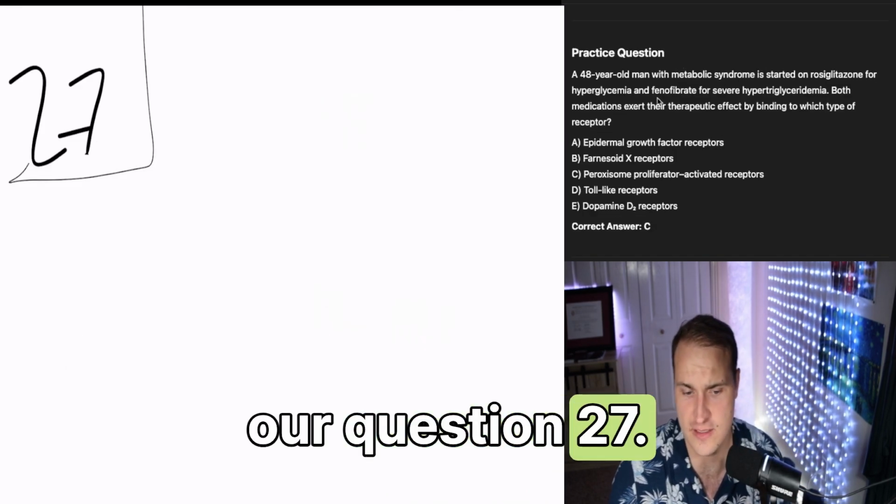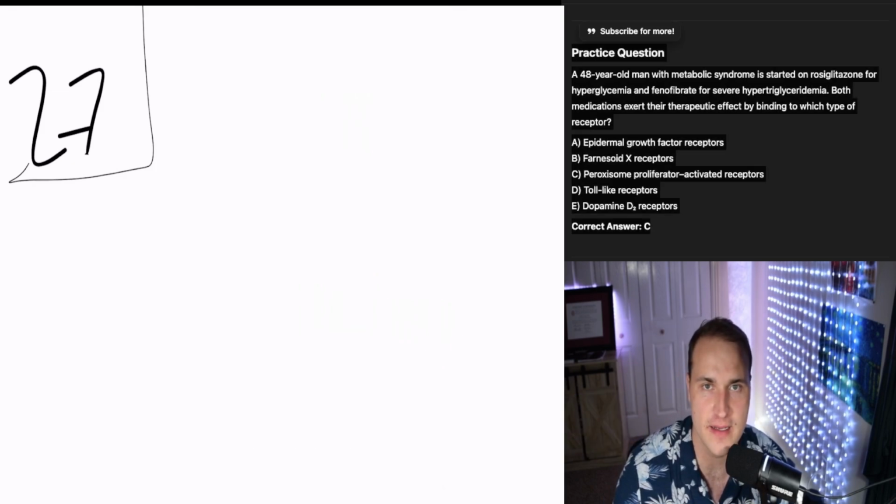Next is our question 27. So here we have a 48-year-old man with metabolic syndrome, started on rosiglitazone for hyperglycemia and fenofibrate for severe hypertriglyceridemia. Both medications exert their therapeutic effects by binding which receptor? Now, they made it pretty easy by giving us 2 medications, but it's going to be our PPARs.